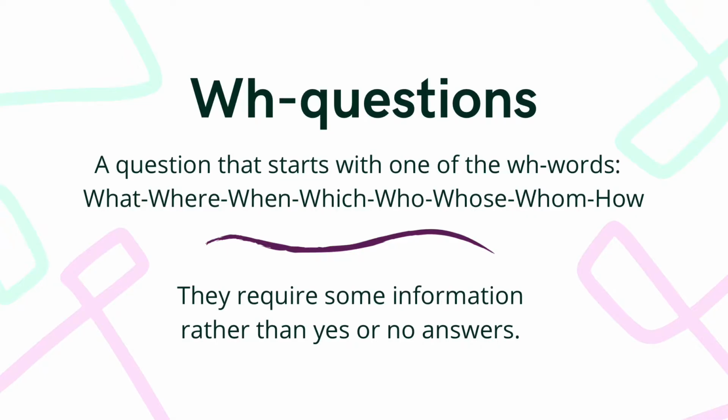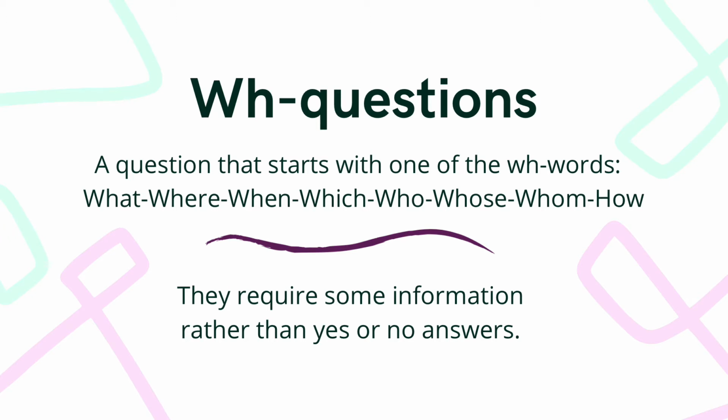When it comes to WH questions, we mean a question which begins with one of these WH words. These words are what, where, when, which, who, whose, whom, and how. Yes, you heard it correctly. How is one of the WH questions because as you can see, it has both the letters W and H in its word. So we can say how is one of the WH questions. And as you know, when we have WH questions, we need more information rather than yes or no answers.